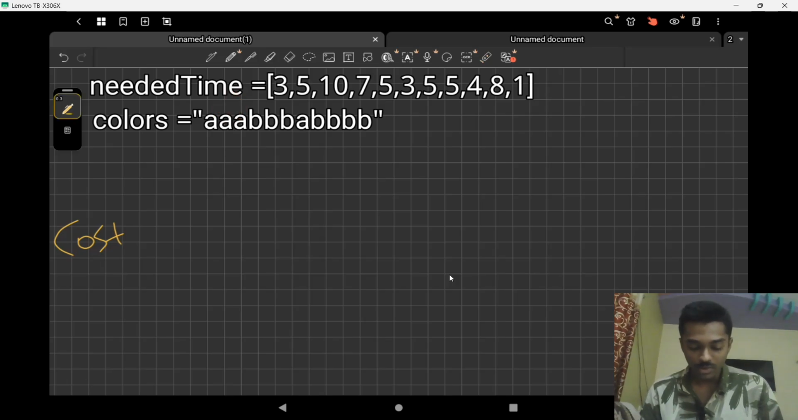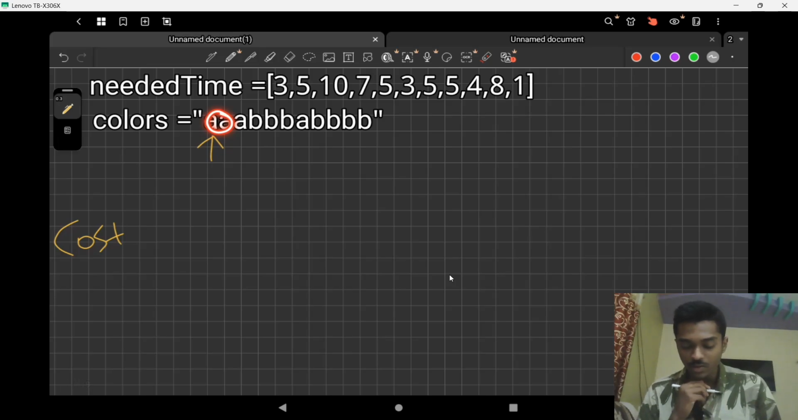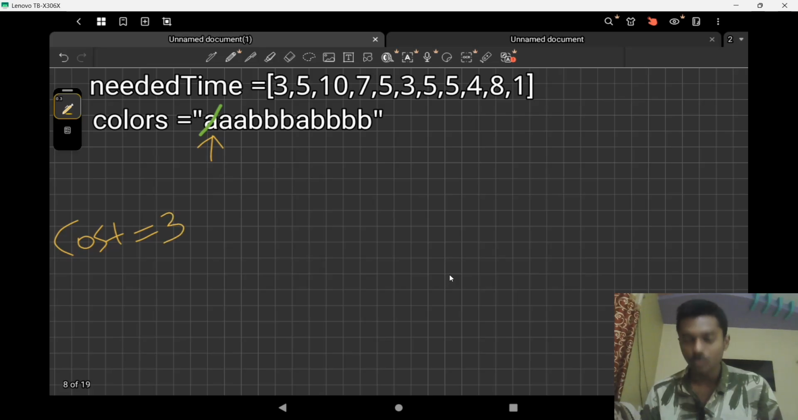So our previous is this, and our current is a. Let's check if they are the same. Yes, they are the same: a is equal to a, and their respective costs are 3 and 5. So I am going to remove 3, because this needed time is less. I am going to remove this a. After removing, our cost is going to be added by 3.